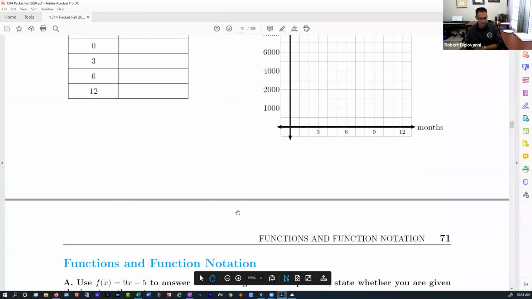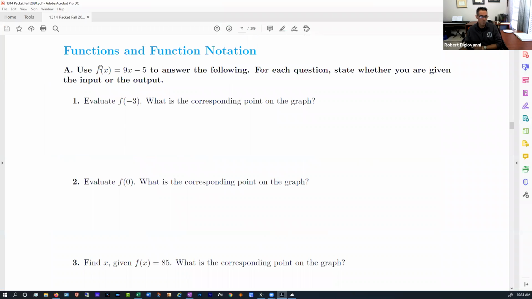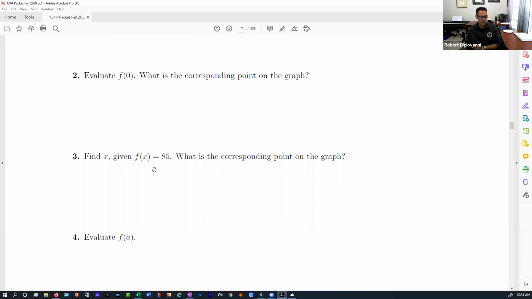So let me get down here to, okay, here's an example where they give us a function. They ask us to plug in -3. They ask us to plug in 0. And then what is this asking?